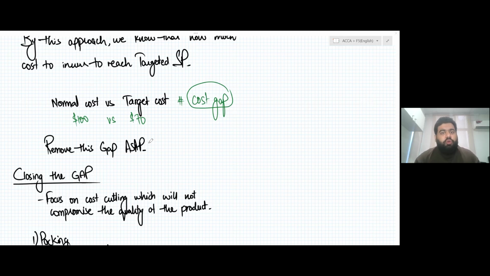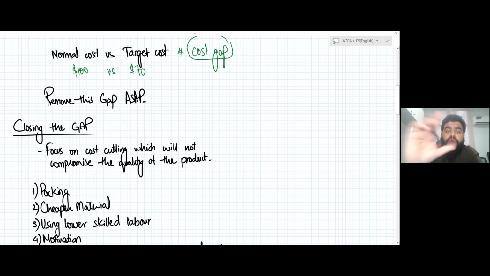But in case you are not able to manage that and you are not removing the cost gap, it will have an impact on your profits as well. Or if you are selling at a higher price than the market, no one will buy from you. So basically we have to close this gap. I've told you we have to close this gap.